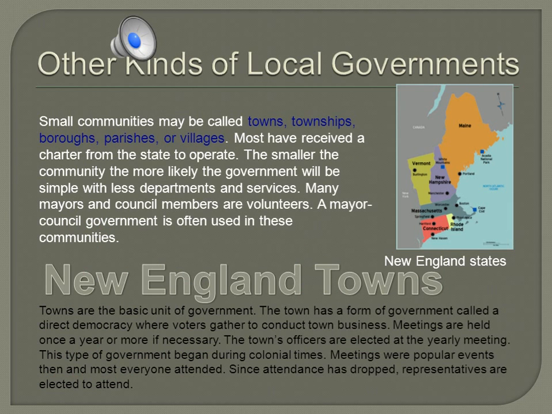Okay, so we're going to just do a little overview over other kinds of local governments. There are small communities that are called towns, townships, boroughs, parishes, or villages. We don't use the term village too often in the United States. But most have received a charter from the state to operate. So again, a charter delineates what the powers of government the city has. So the smaller the community, the more likely the government will be simple and have fewer departments and services.